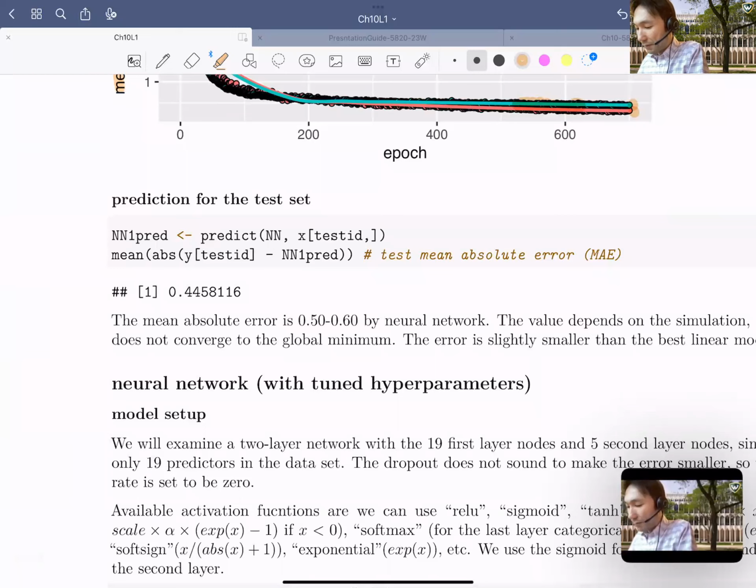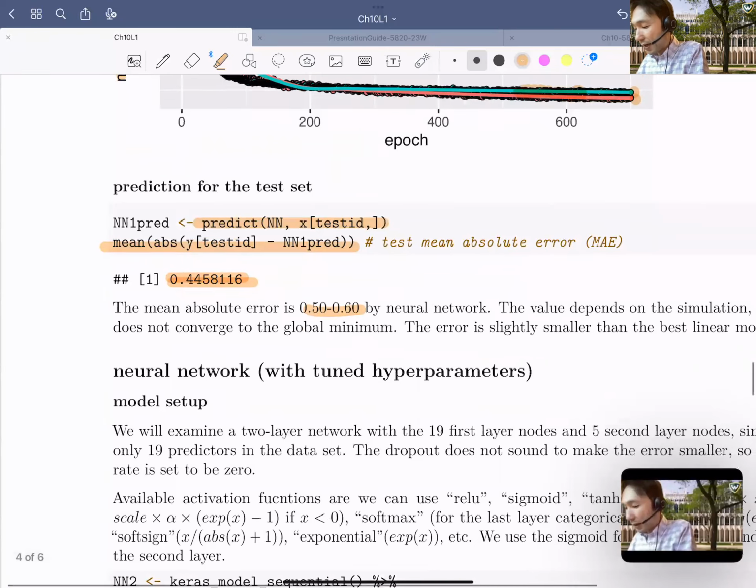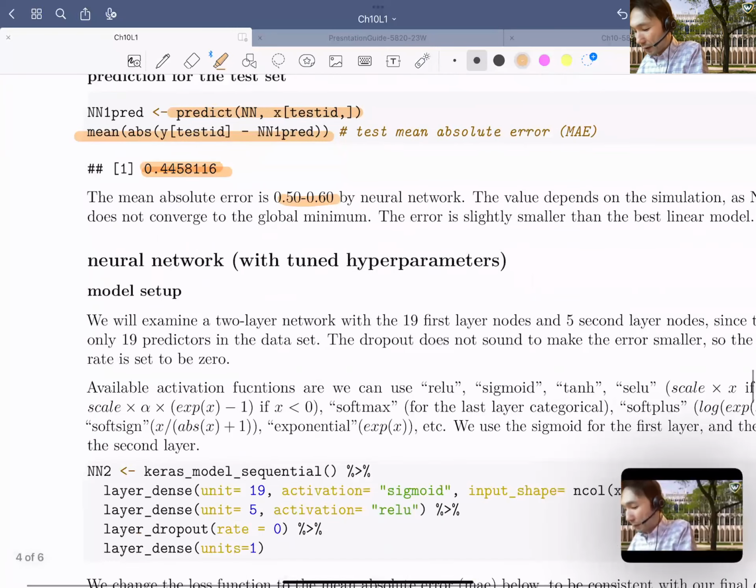And yeah, so this is the predicted value. And this is MAE. And we achieve 0.45. Actually, when I ran it, that was 0.51 or 0.53. So it depends on the simulation. Each time the result is different. So that's why I put 0.5 to 0.6 typically. But this time we are lucky that we have 0.45. And it's a little smaller than the previous one.